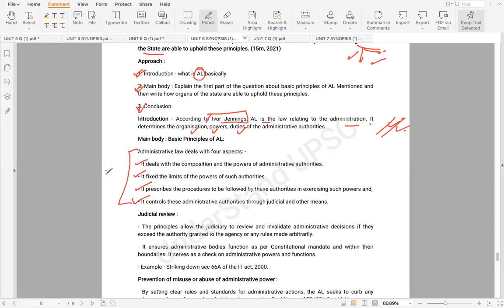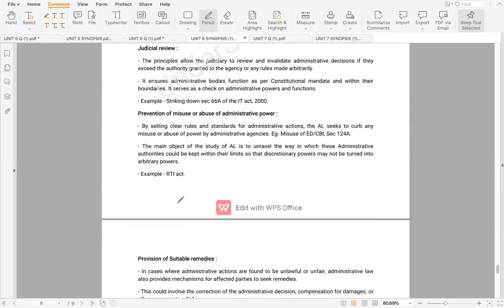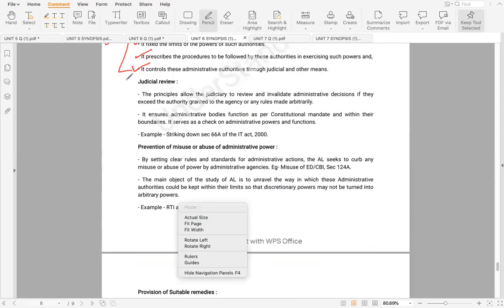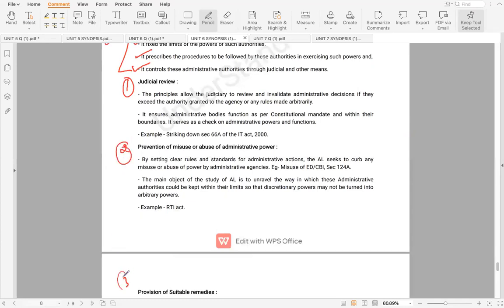These are the basic principles that you read in the standard content, right? Now link it to the pointers that have been asked in the question. The three pointers being judicial review, prevention of misuse or abuse of administrative power, and third, provision of suitable remedies. Judicial review: the principles allow the judiciary to review and invalidate administrative decisions if they exceed the authority granted to the agency or any rules made arbitrarily. It ensures administrative bodies function as per the constitutional mandate and within their boundaries. It serves as a check on the administrative process and functions. For example, striking down of Section 66A of the IT Act 2000.